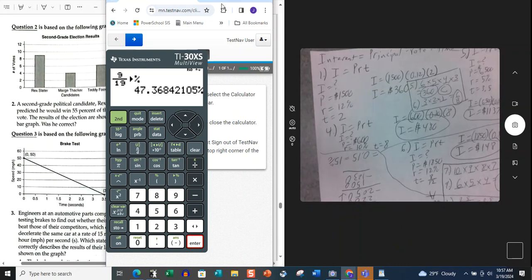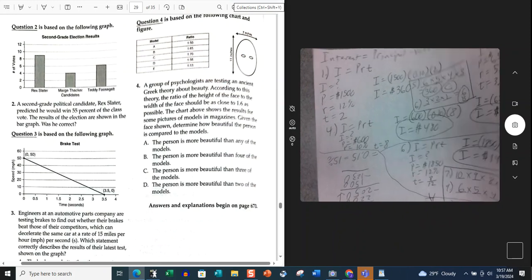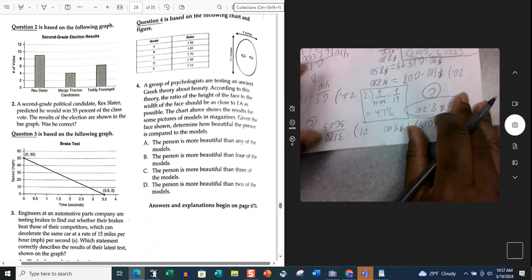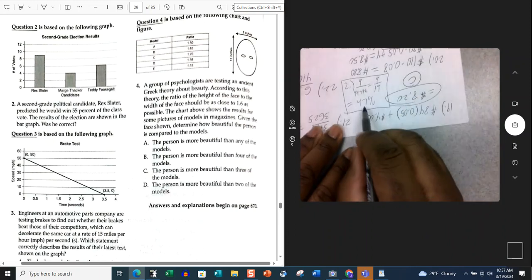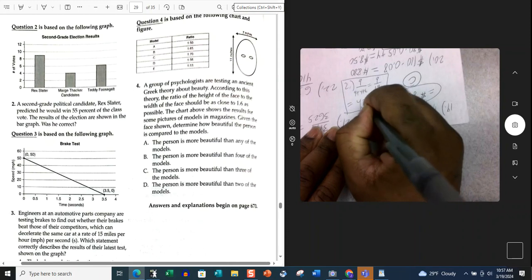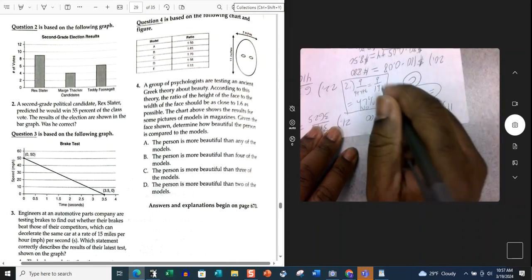So Rex said that he will win by 55% of the class vote. He did not. He only won 47%. So the answer is no. He was not correct.